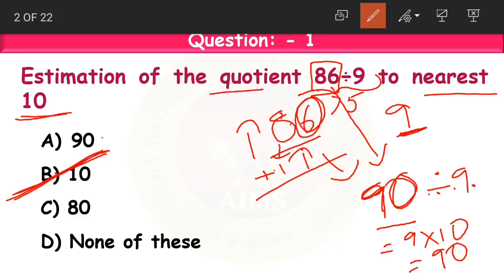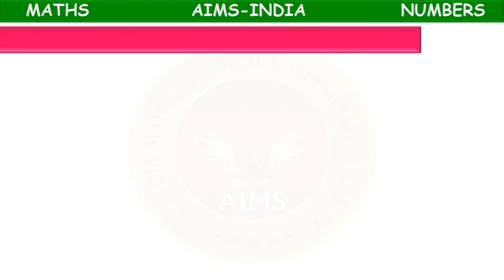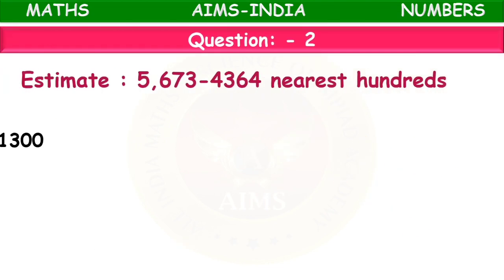The correct answer is option B 10. What did we do here? First we estimated 86 and then we divided it with 9. We got the quotient as 10. Option B 10 is our correct answer. I hope this is clear. Moving on to question number 2.